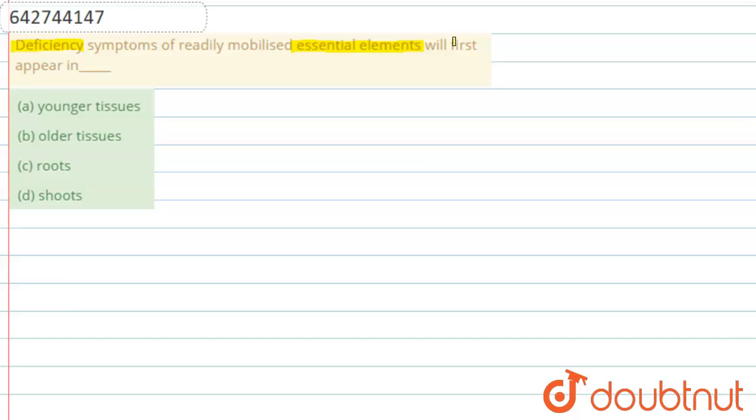Alright, so the biomolecules containing these nitrogen, phosphorus and potassium, when they are broken down, these elements are mobilized and they are transported to the young and developing tissues rather than the older tissues. So the symptoms will develop in the older tissues. Alright, so let us write it over here.